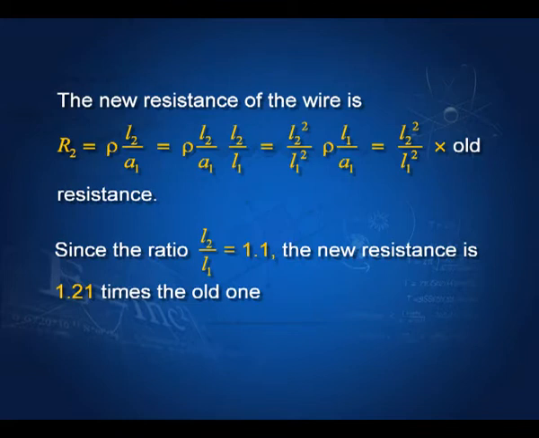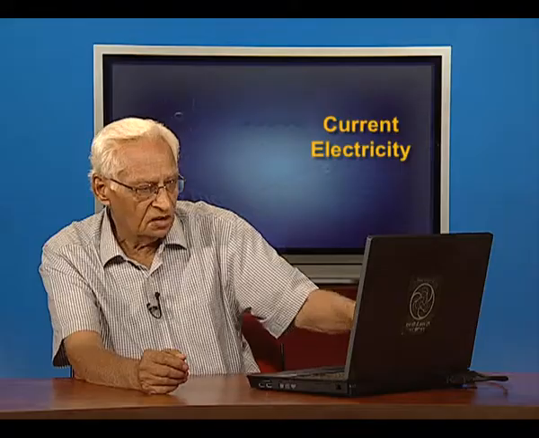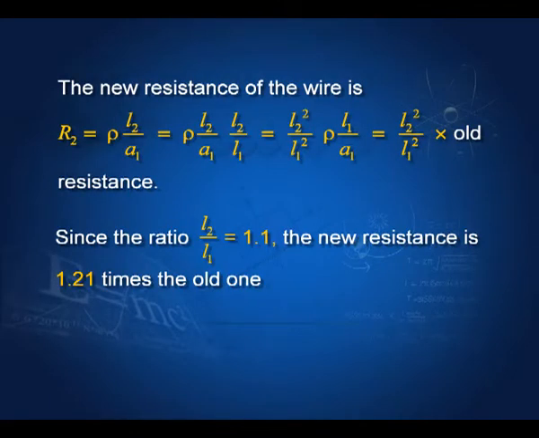So, I substitute A2 from here and I can write it like this. This is L2 square by L1 square into the old resistance, which is rho L1 by A1. Therefore, the resistance increases by this factor L2 square by L1 square, and L2 by L1 is 1.1, 10%, and therefore, the new resistance is square of that, that is 1.21 times the old one.